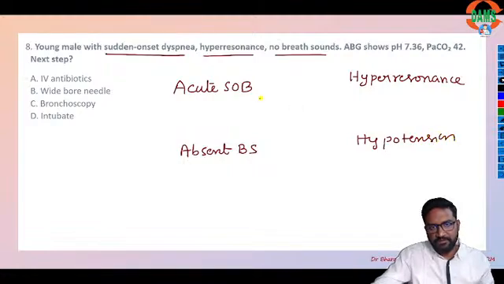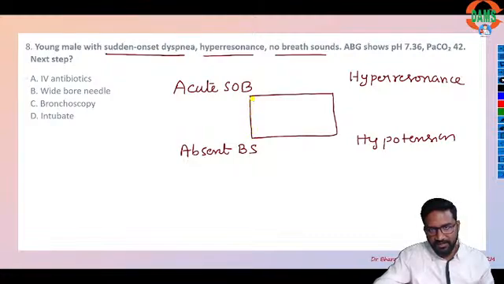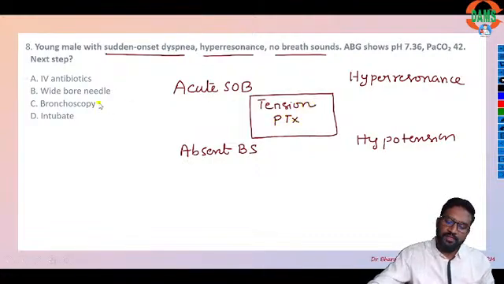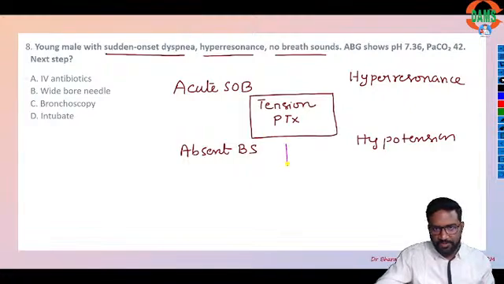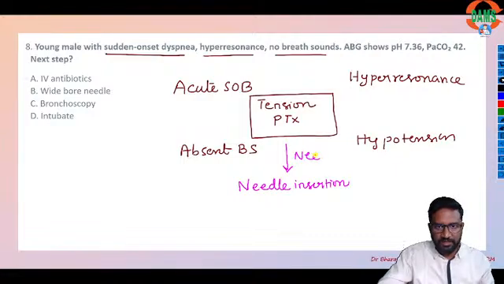If you see this combination, you can consider this as a tetrad. This is not a simple pneumothorax. This is a tension pneumothorax. If it is tension pneumothorax, next step is needle insertion. Next should always be needle, followed by ICD insertion.